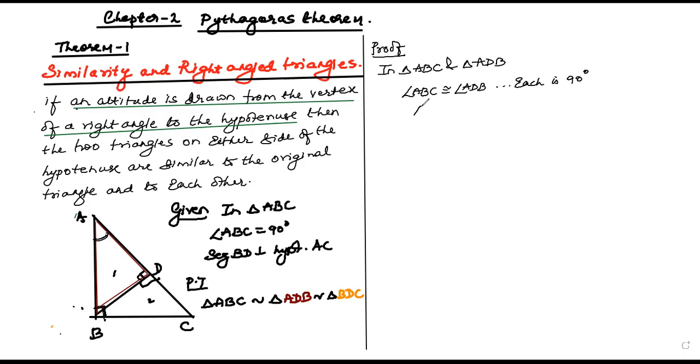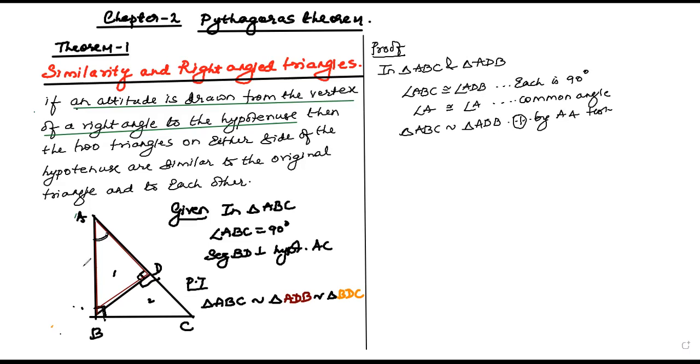Now you can see angle A is congruent to angle A because it's a common angle for both the triangles. I just write a single letter name, okay? So now look here, children. Can I say that triangle ABC is similar to triangle ADB by AA test, children? So I got one statement, okay? ABC is similar to ADB.